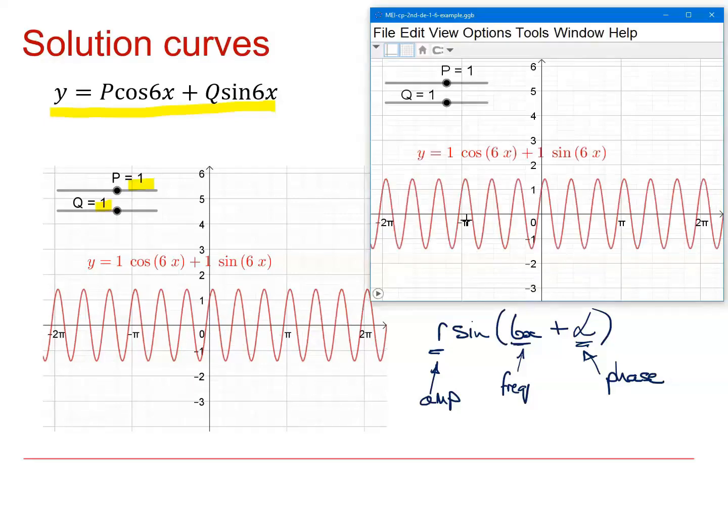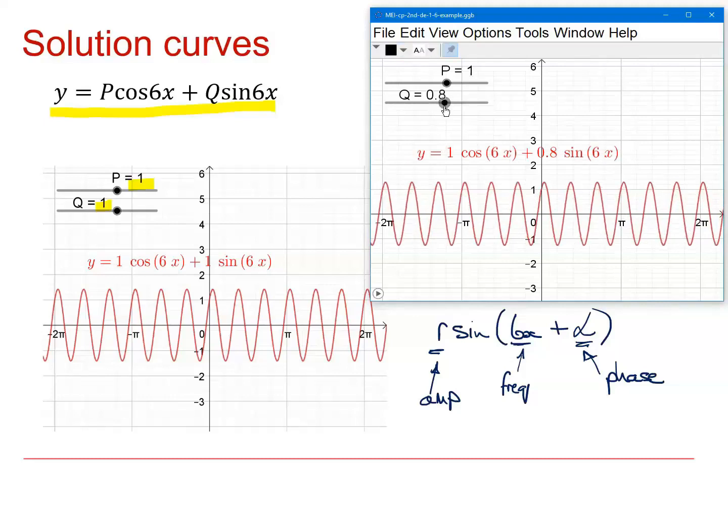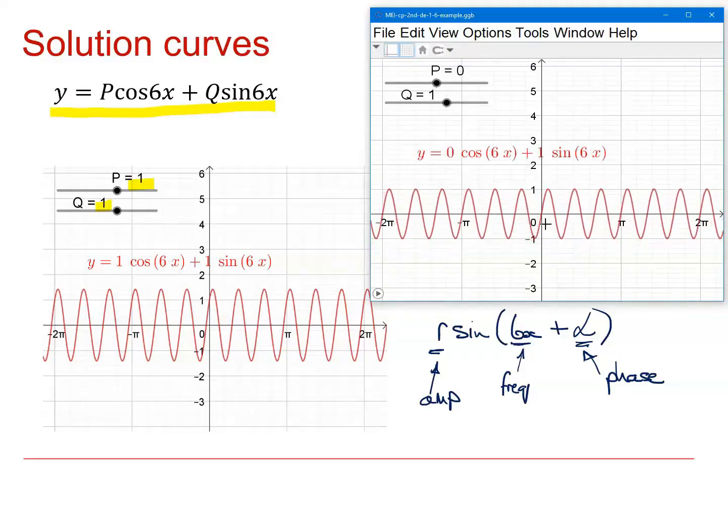Okay, let's have a look at a dynamic plot of that solution. First thing is, if I take Q down to 0, you'll see we do get just a cosine curve. It starts at the top here and oscillates 6 times over the range 0 to 2 pi. And similarly, if I push that back to where it started and bring P down to 0, you'll see I do just get a sine curve. It starts at 0, 0 and executes a classic sine wave 6 times over 0 to 2 pi.